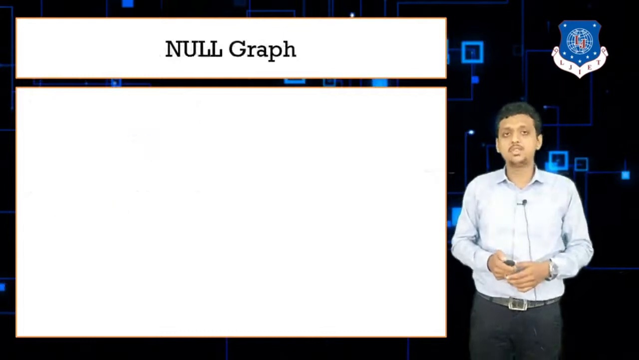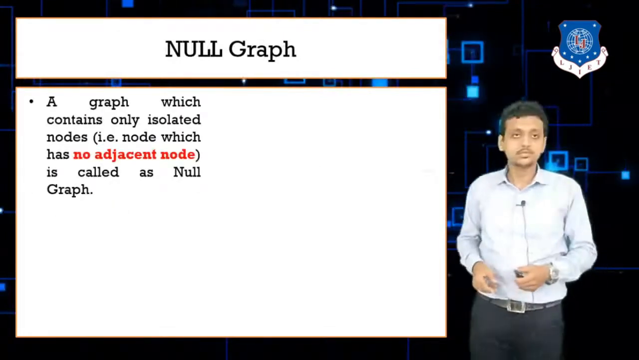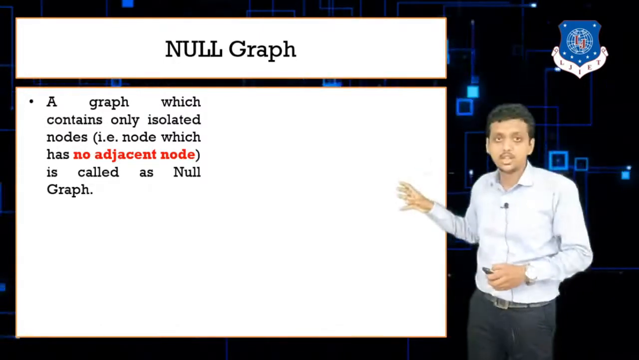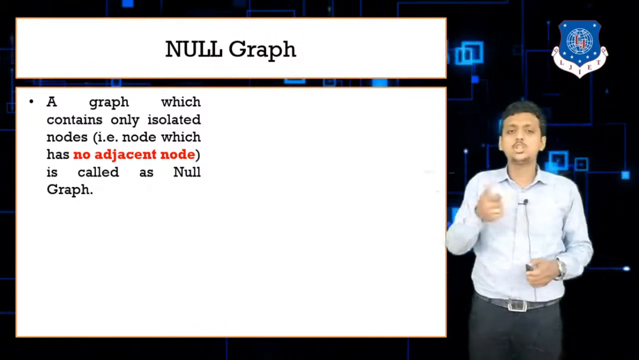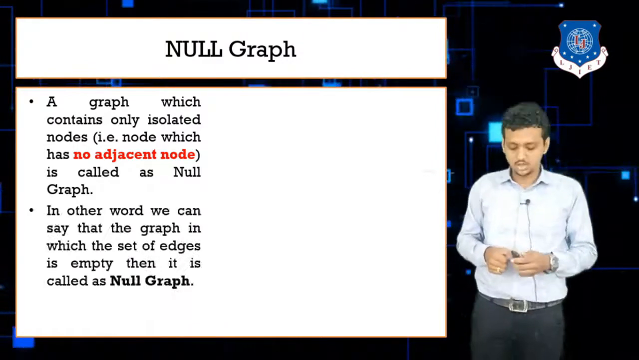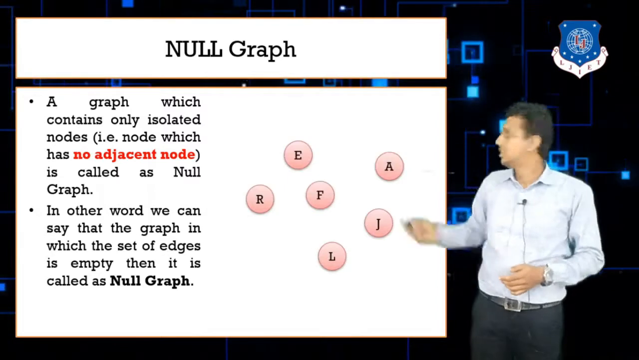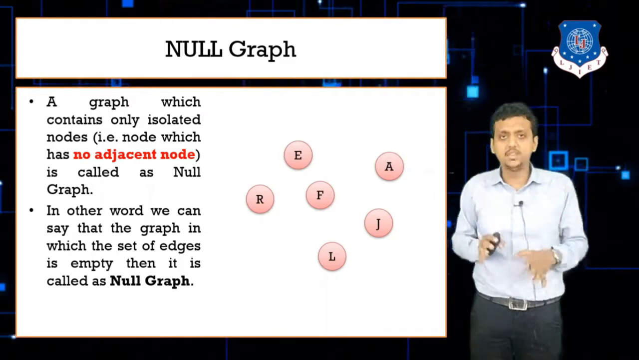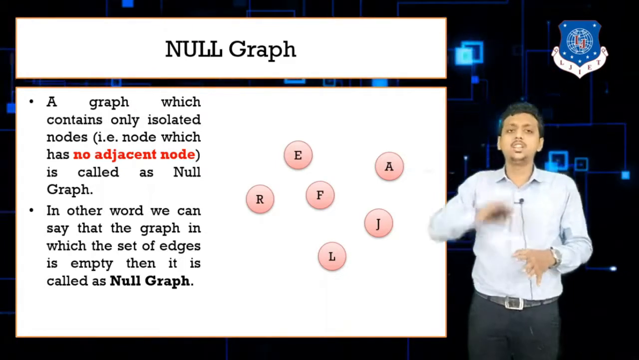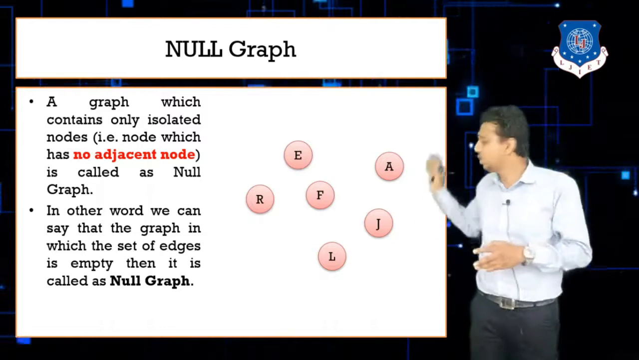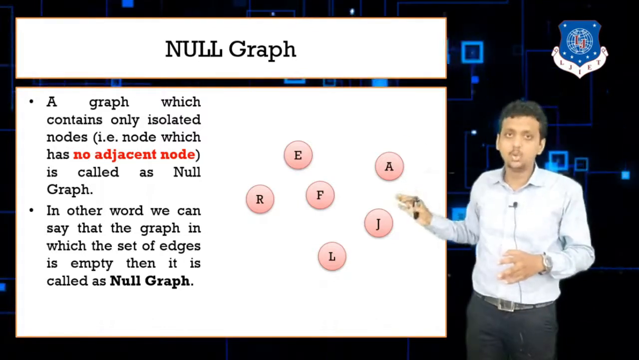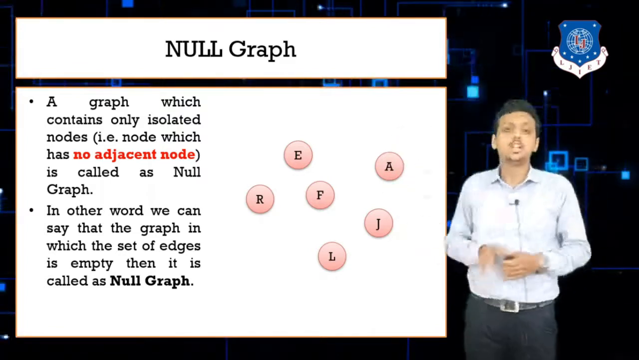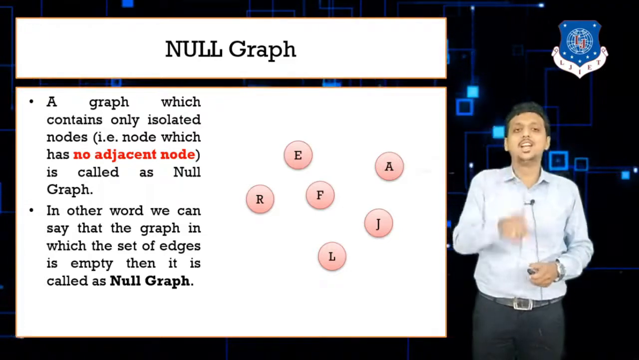Okay, now next we have null graph. A graph that contains only isolated nodes is known as a null graph. That means each and every node does not contain any adjacent nodes. See this figure. Here all nodes are there, but are they connected with each other? No. Is there any adjacent node? No. That means this is a combination of isolated nodes, which is known as a null graph.